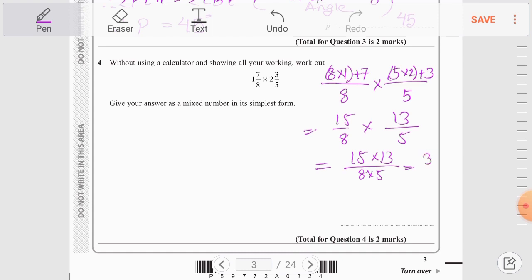Let me write in detail. 15 into 13 is 195, 195 by 40. And then if you use a calculator, its simplest fraction would be 39 by 8. But as we can see that the numerator is bigger than the denominator, so we can obviously convert this into a mixed fraction, which our question has already asked to give our answer in this mixed fraction.